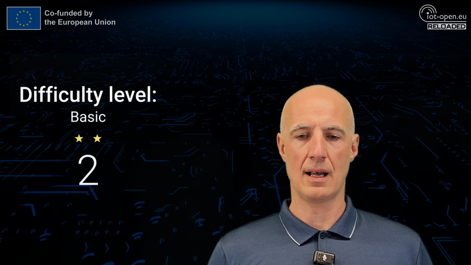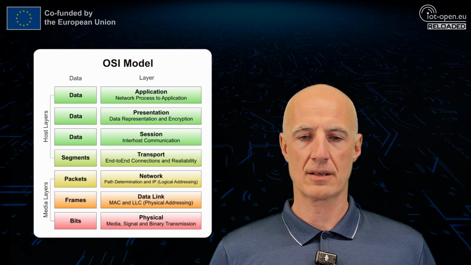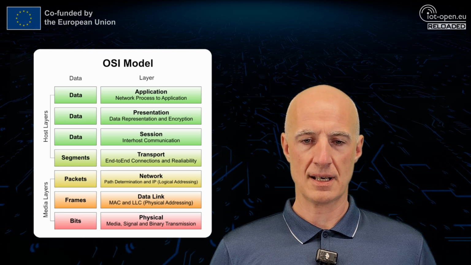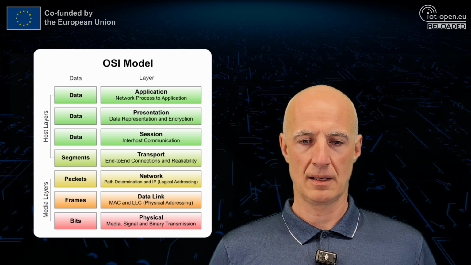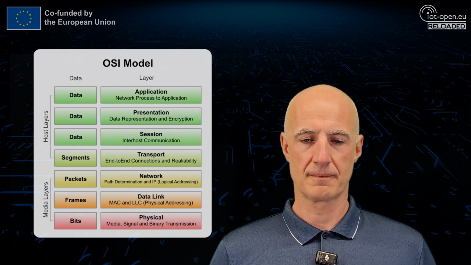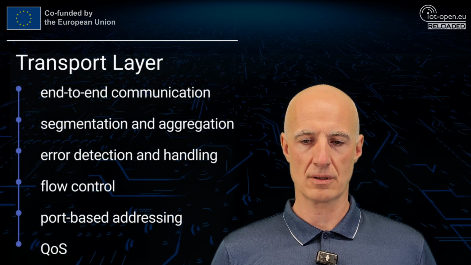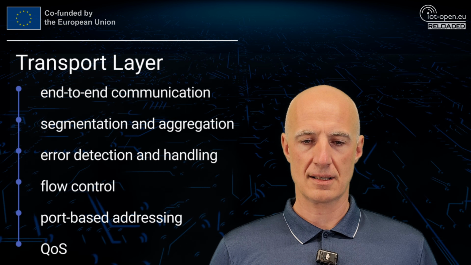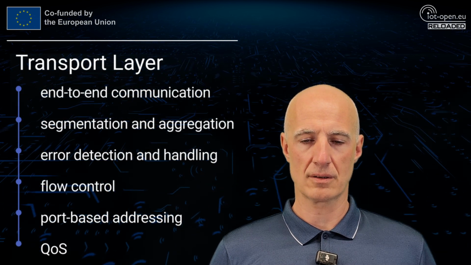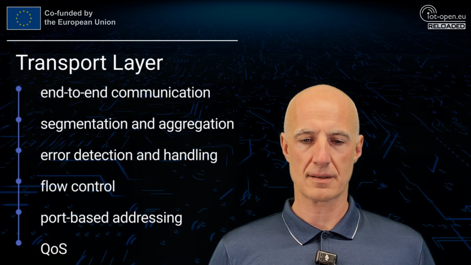In a regular ISO-OSI stack for Internet applications, the transport layer is located between the media and application layers, precisely in the middle of the stack. It is sometimes referred to as a part of the host layer protocols. The transport layer is responsible for end-to-end communication and provides segmentation and aggregation mechanisms, error detection and correction, flow control, port-based addressing, and quality of services.